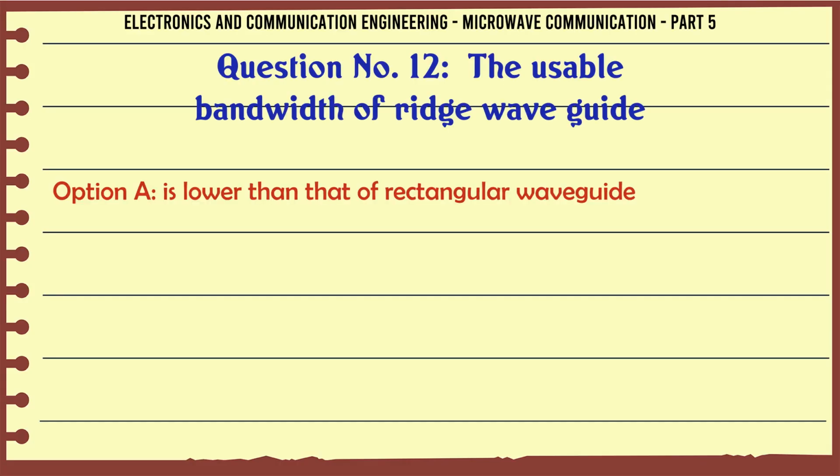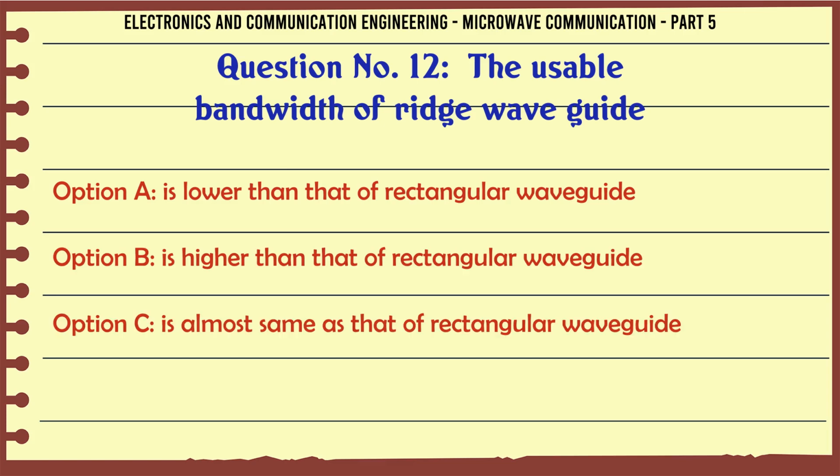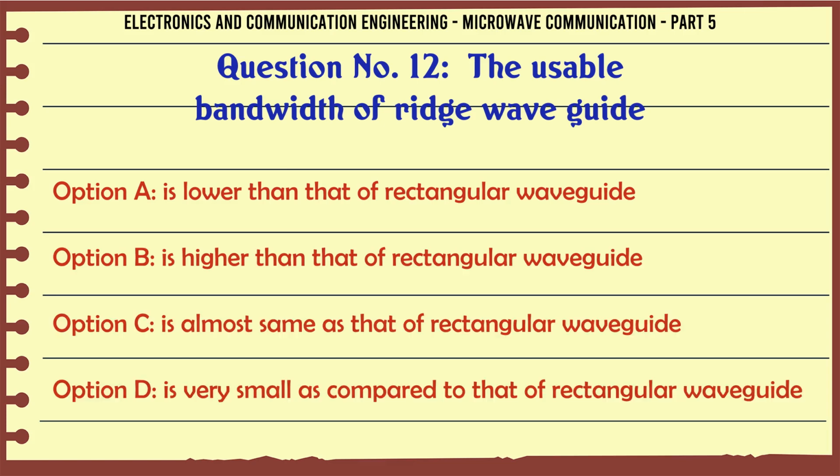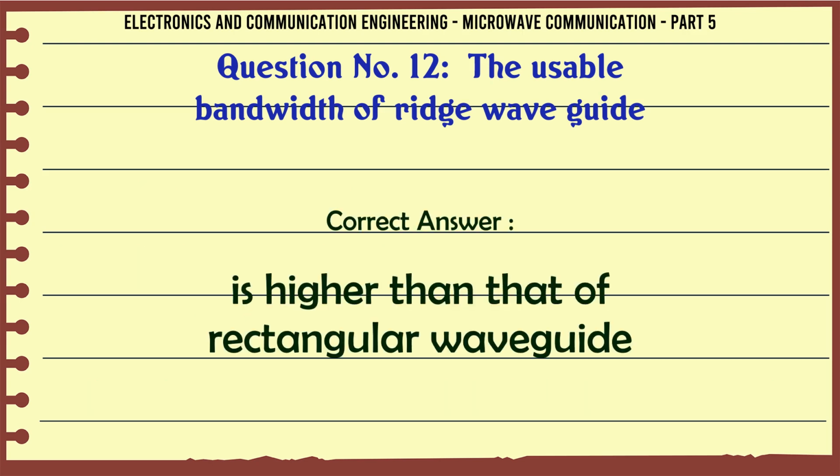The usable bandwidth of ridge waveguide A: is lower than that of rectangular waveguide. B: is higher than that of rectangular waveguide. C: is almost same as that of rectangular waveguide. D: is very small as compared to that of rectangular waveguide. The correct answer is higher than that of rectangular waveguide.